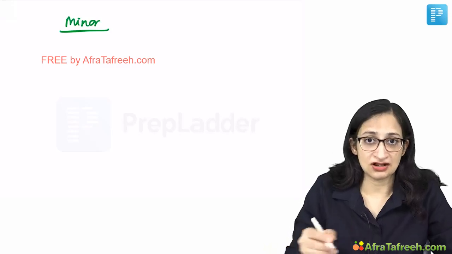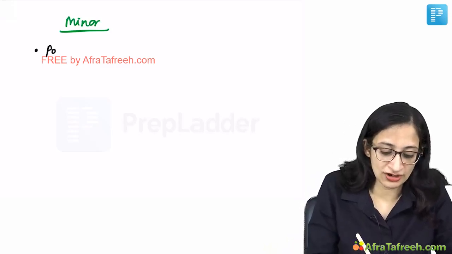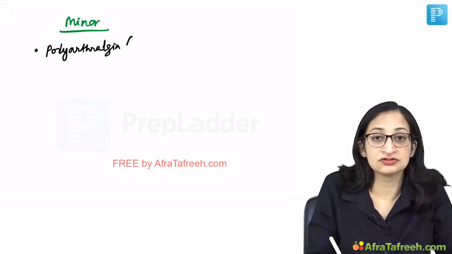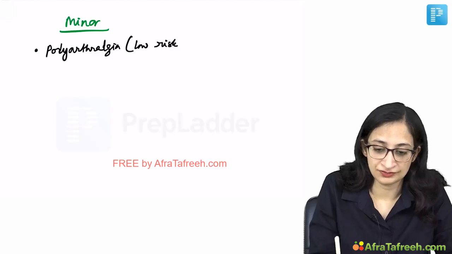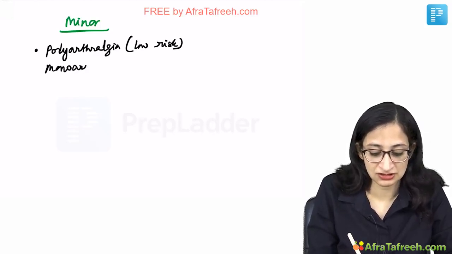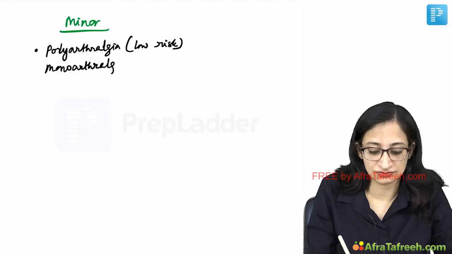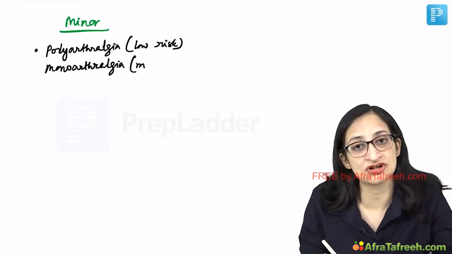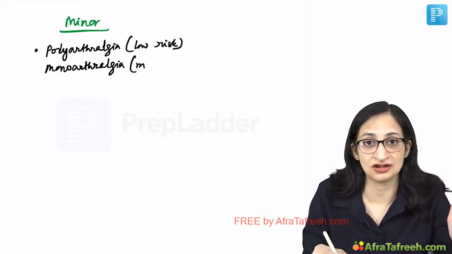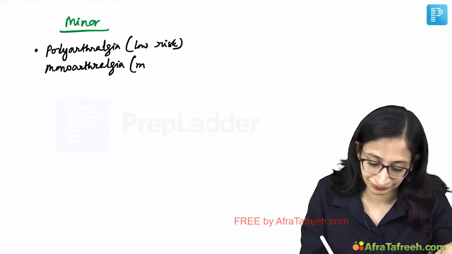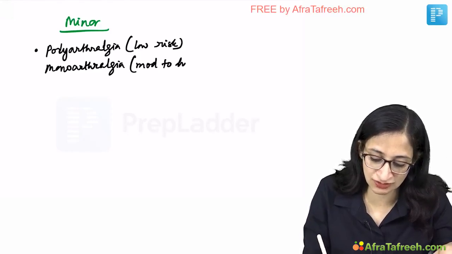So, the minor criteria include joint involvement, that means polyarthralgia in the low risk population, while monoarthralgia if it is present in the moderate to high risk population. Of course, if you have taken arthritis or arthralgia as the major criteria, you will not use this criteria as the minor criteria. Okay. So if that criteria is not present, only then you use this one. So in moderate to high risk population, even monoarthralgia you can use, right?